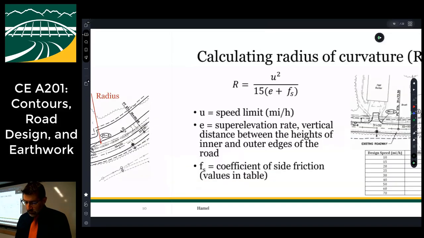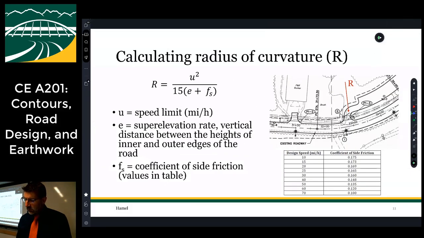So, okay, how do we know how tight of a radius that we can go? Well, this is basically based on the speed limit, right? I assume most of you have done a fair amount of driving, and you know that you can't take a really tight turn at 80 miles an hour, right? So it turns out that there's this nifty equation right here: u squared over 15 times the quantity e plus f sub s. u is your speed in miles per hour. e is your super elevation, right?